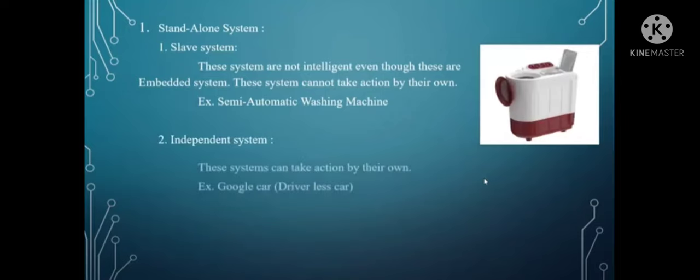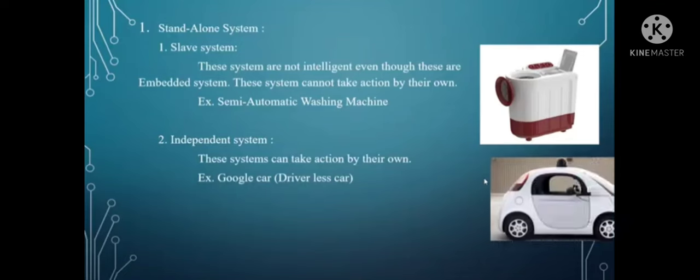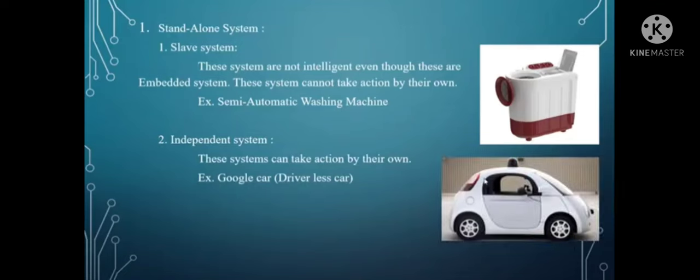Second is the independent system. These systems can take action on their own. Example, the Google car, which is a driverless car. They can drive on their own without any drivers or humans.